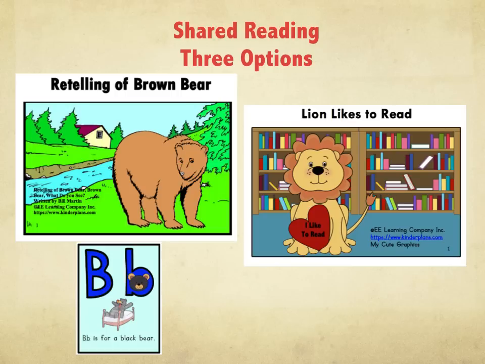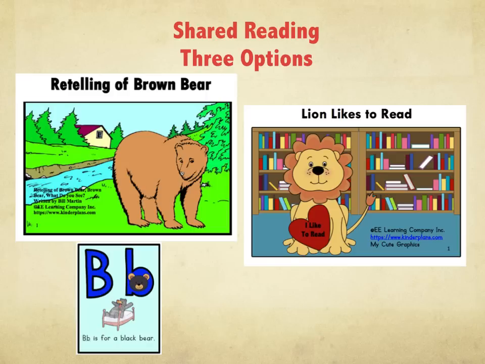Option 2. 2 letters are introduced in this option. The color version of the reader Lion Likes to Read is projected on the whiteboard. Letters B and L are introduced in meaningful context. This could be a follow-up to reading the literature selection Library Lion. The combined versions allow for less photocopying.